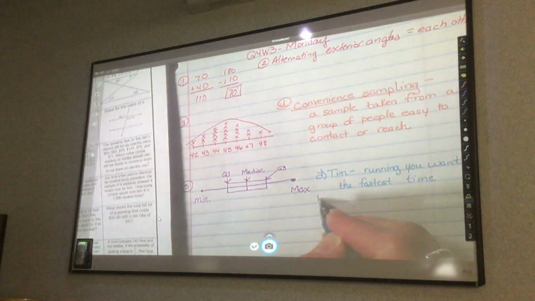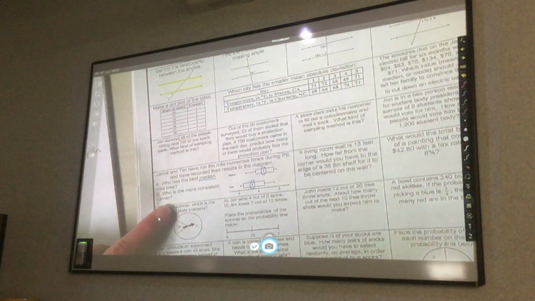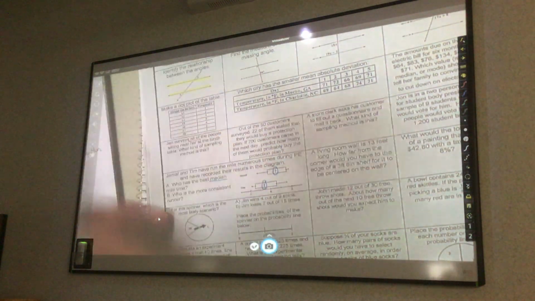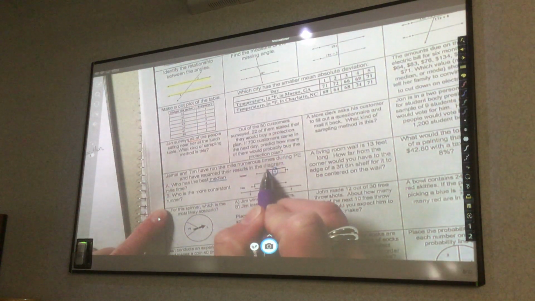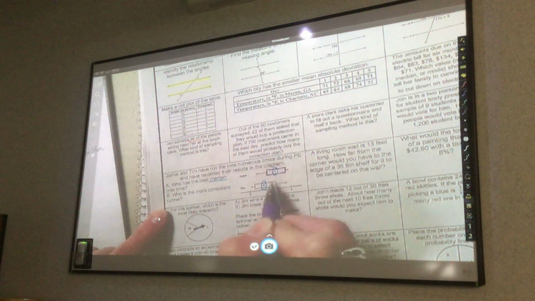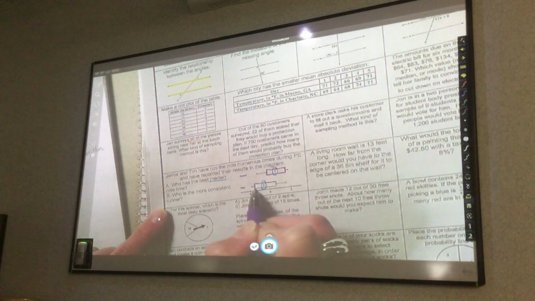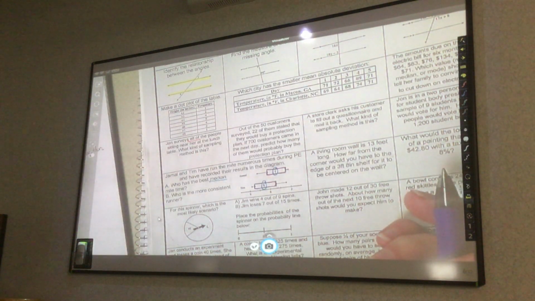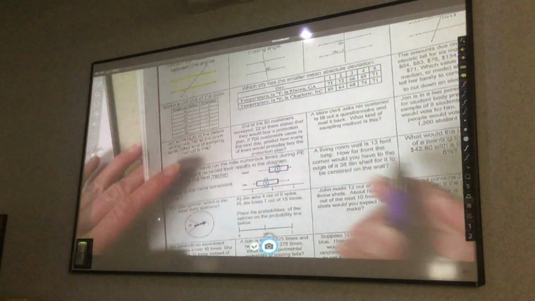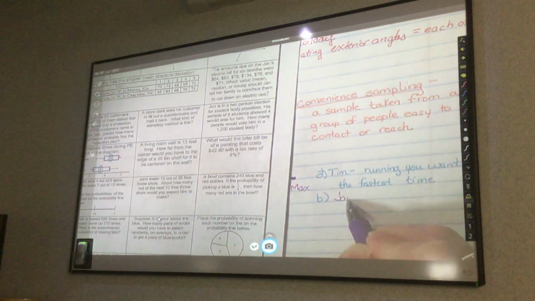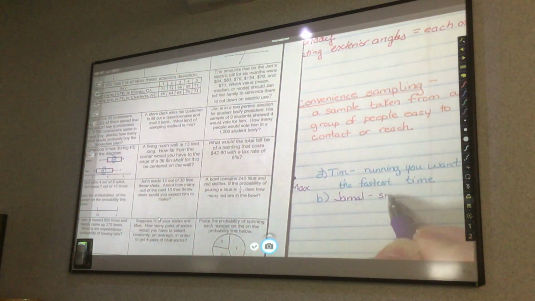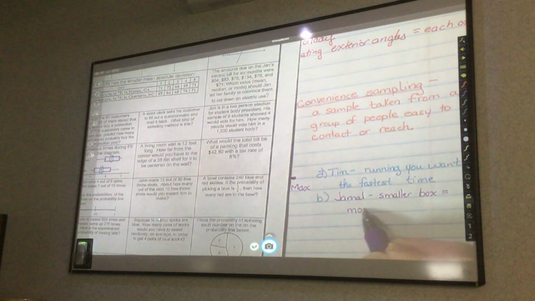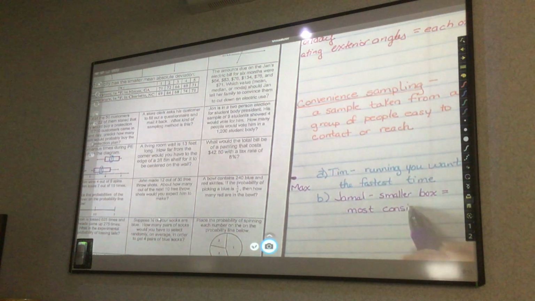And part B says, who is the most consistent or the more consistent runner? When you answer this question, you're focused on the box part itself. The smaller the box, the more consistent you are. So who has the smaller box? Okay, so then part B is Jamal, and we're just gonna write smaller box equals most consistent.